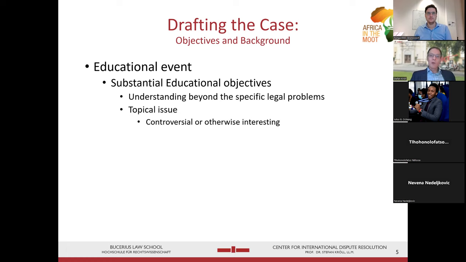What we want to do is, as I said, give you a broader understanding. So there are a number of issues which may not be directly on the point, but which will be crucial for you to understand, to properly argue the case. And second, we also always try to have what we call a topical issue. And this year, the topical issue is corruption.